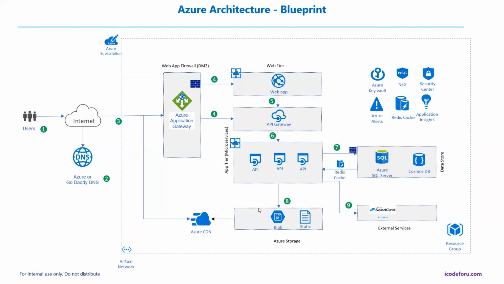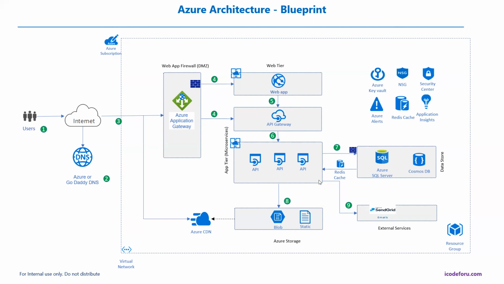So this architecture, the blueprint I'm talking about, is very high level, but it is further divided into network architecture. I'm going to discuss the security architecture separately, the network architecture separately, and how the DevOps process is going to be in place to host these services. I will be discussing those topics in the subsequent videos.